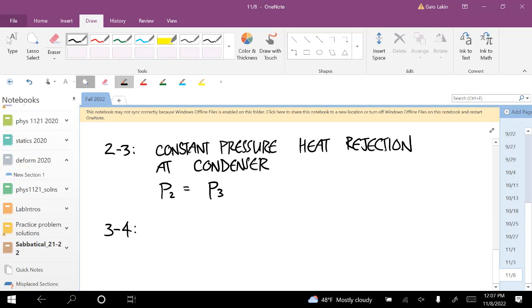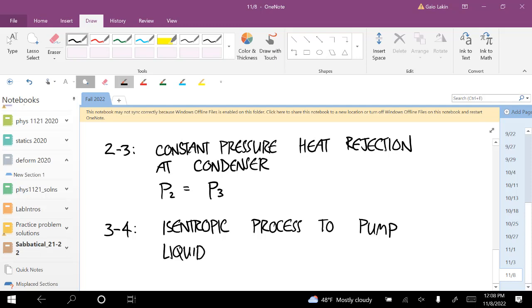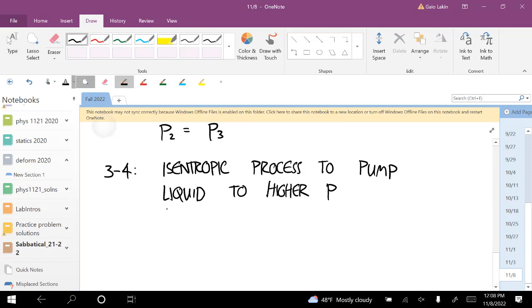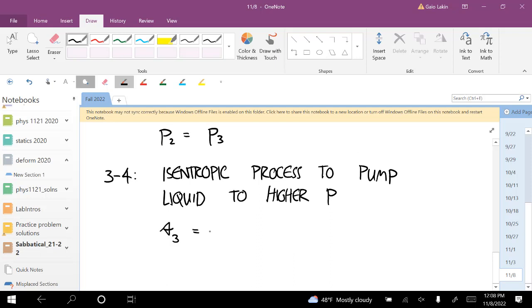Then from 3 to 4, we have the pump. That is also isentropic. So an isentropic process to pump the liquid now to a higher pressure. Isentropic means that S3 has to be equal to S4.